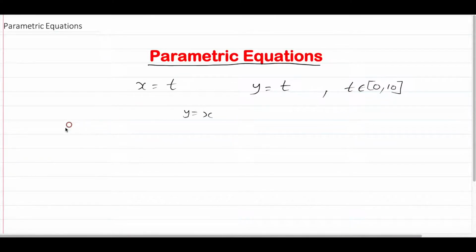So let's imagine we have an ant called Anthony right over here. I don't know how to draw an ant, but I know it has many legs. So there we go, that's its head and that's its legs, okay? And it's moving in accordance to this pair of parametric equations: x equals t and y equals t. We want to know from 0 to 10 seconds, where would Anthony be?